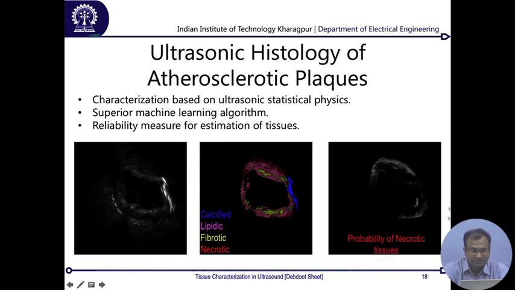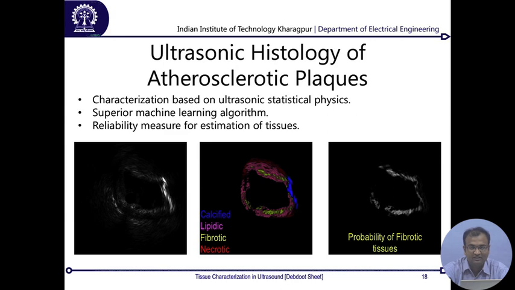This is the probability of getting necrotic tissue, and this is the probability of finding lipidic tissue. If you look carefully between both of them, since necrosis is a later stage of lipidic, they need to coexist in some way, and you can see this coexistence in the probabilities quite distinctly over here.